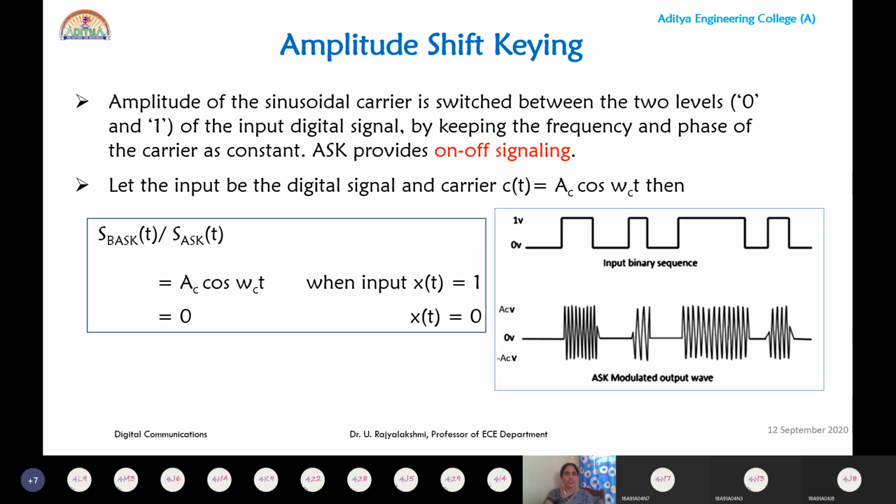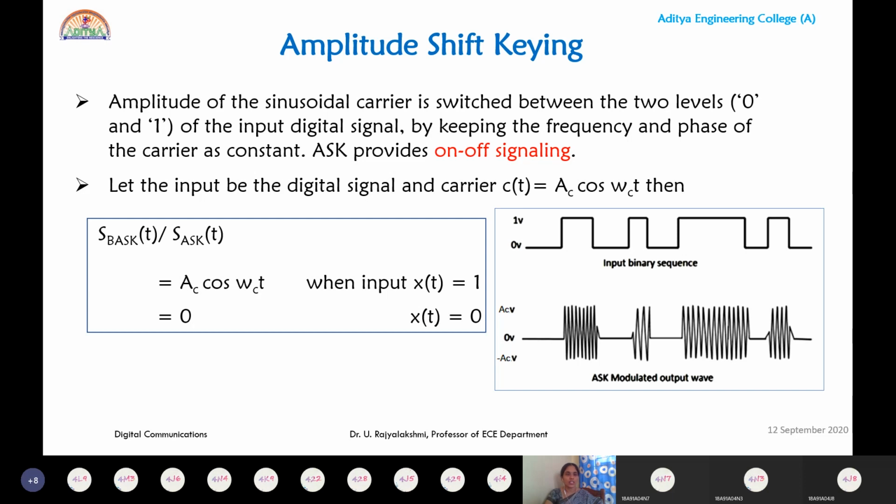So what is the frequency and phase of the ASK signal? It is the same as that of the carrier component. What is the frequency of the ASK signal? fc. What is the phase? It is the same as that of the carrier. For the carrier component, we assumed the phase as 0, so there is no phase deviation. Here, for the ASK signal also, the phase remains 0.